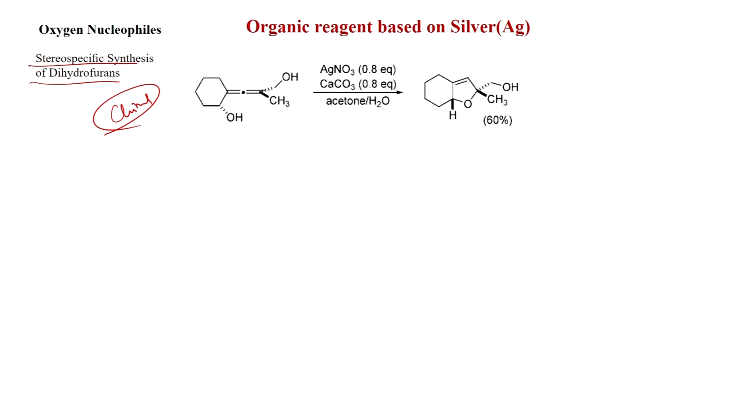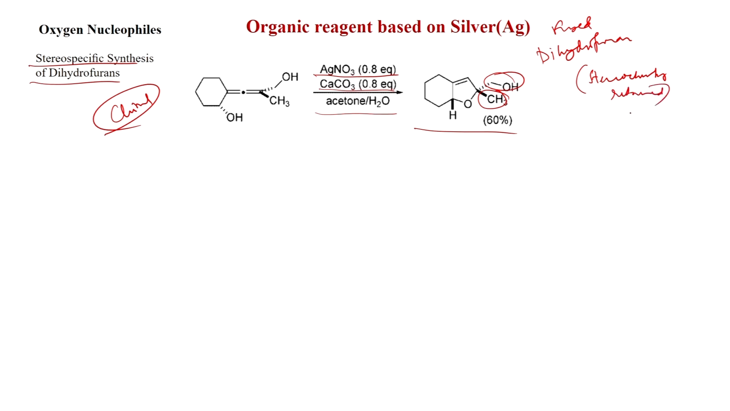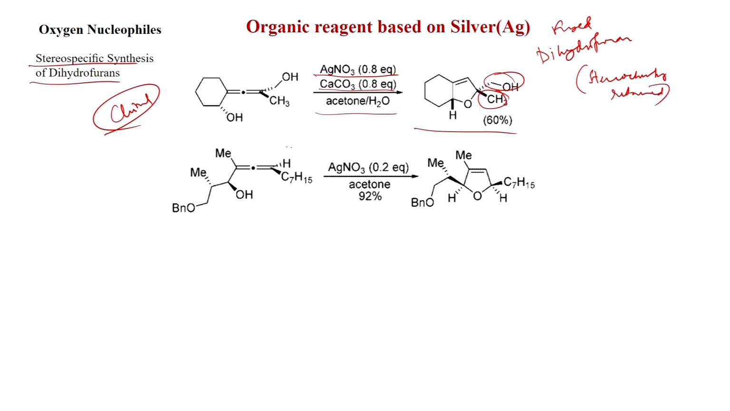And you see with silver nitrate 0.8 equivalent, calcium carbonate 0.8 equivalent in acetone-water solvent, you get this. This is dihydrofuran, fused of course, fused dihydrofuran, you get 60% yield, and the stereochemistry is retained. This is very important. Stereochemistry retained. Also you see this is a chiral allene, this is a chiral alcohol, there is another chiral center, with silver nitrate 0.2 equivalent in acetone you get this.